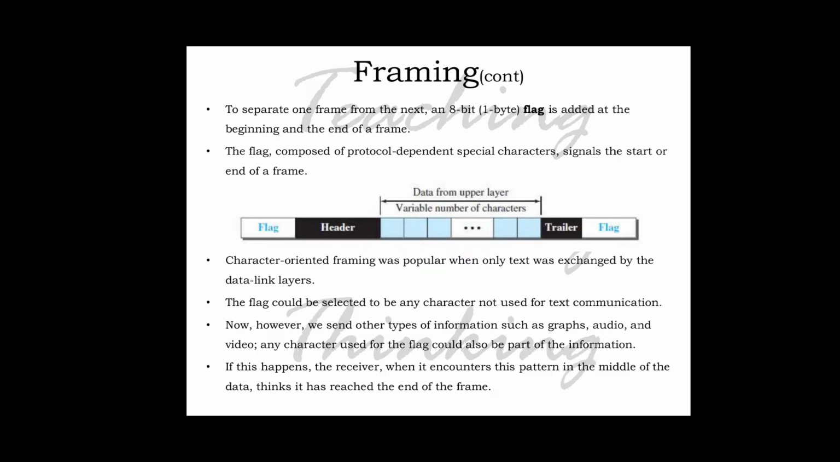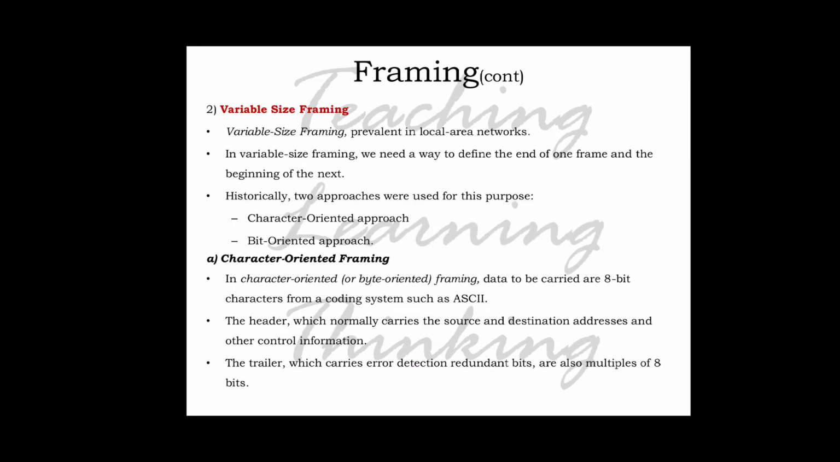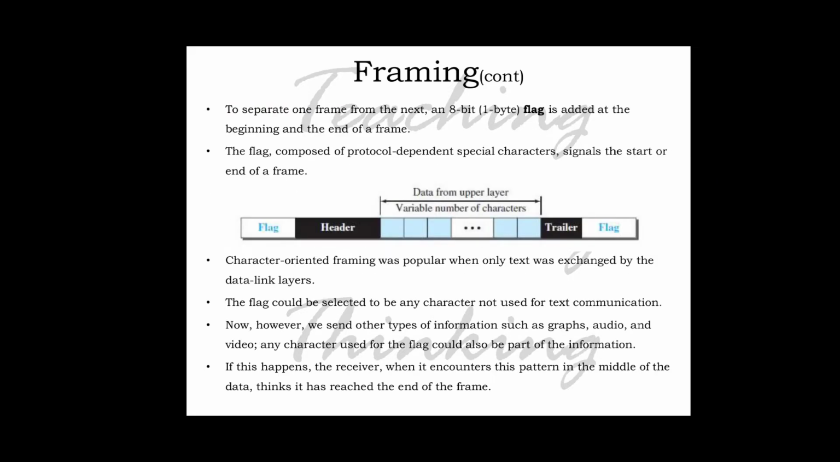The reason we use this byte oriented approach and bit oriented approach is that we need to separate the end of one frame and the beginning of the next frame from one another. So that's why we are using it. To separate one frame from another, we use a flag which is added at the beginning and end of the frame. In the figure you can see one flag added at the beginning and end of the frame, and there is a header and trailer in between the data from the upper layer.